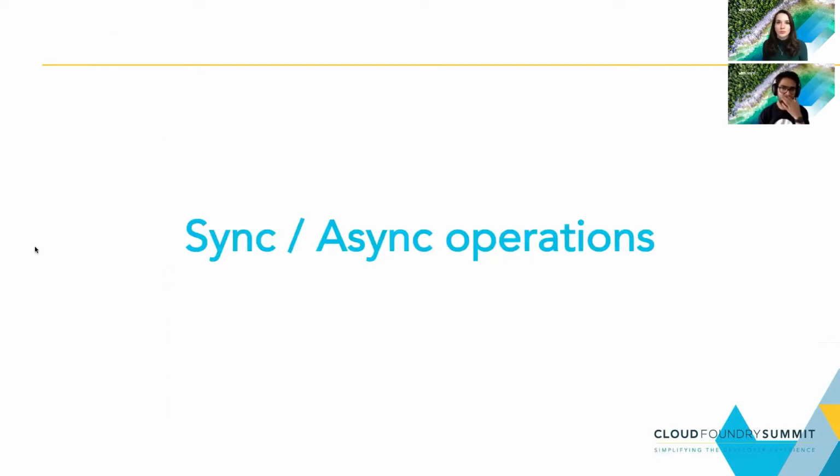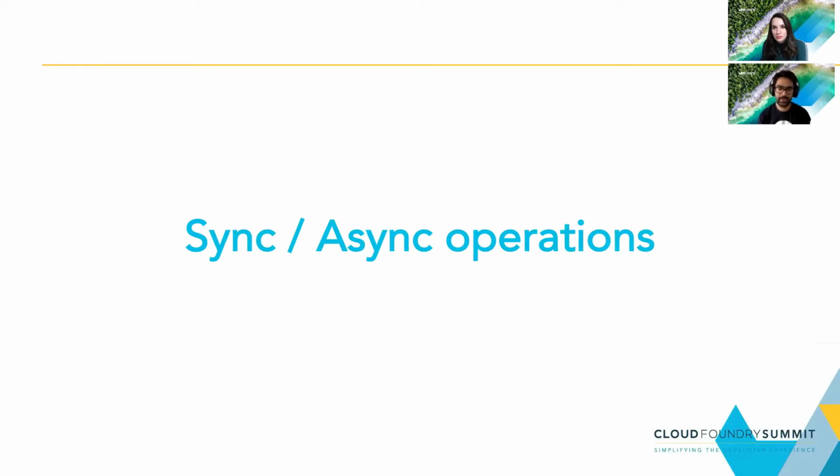So let's start by talking about synchronous and asynchronous operations. So what are synchronous operations? Synchronous operations are the ones that block once a request is received. So CAPI receives that request and will not do anything until that request is completely fulfilled by the service broker, for example. Asynchronous operations are the ones where the cloud controller will return before actually finishing it up, before all the process has been done for that particular request.